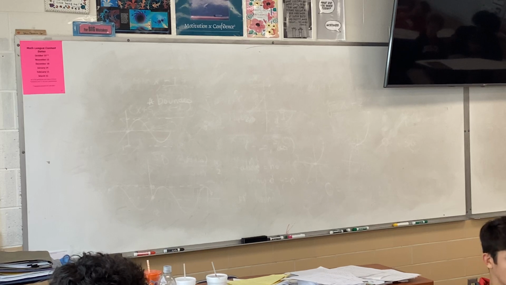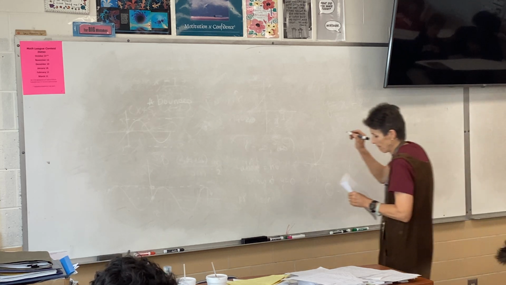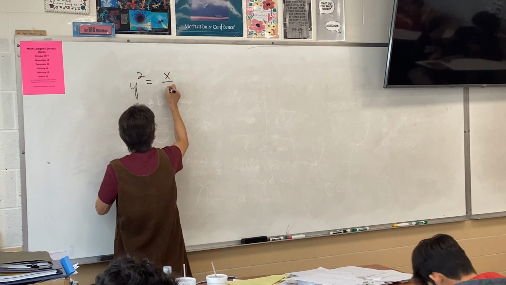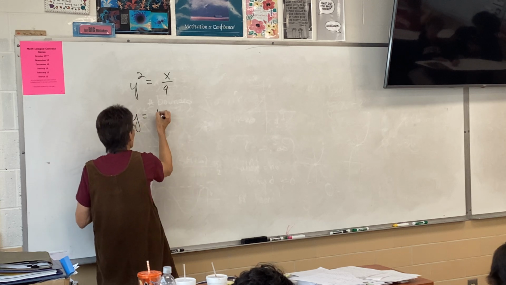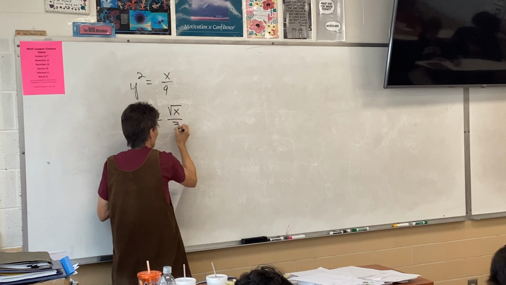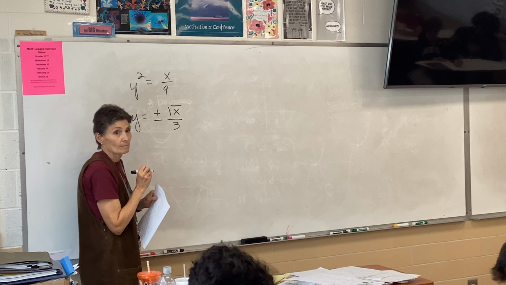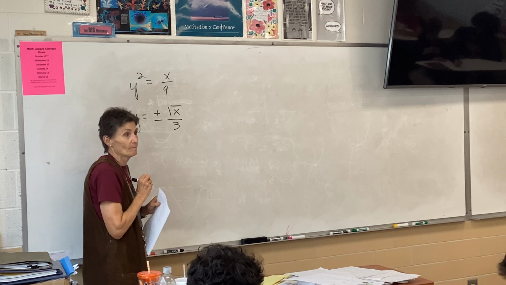Functions. So, here we go. Looks like I'm going to have to divide by 9. I think somebody already said that. And take the square root. What's important when I take the square root? Plus or minus the square root of x over 3. Right? And those are your implicit functions.